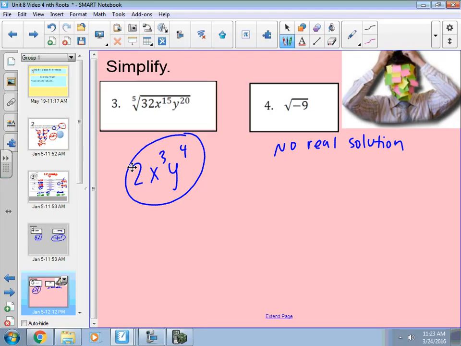Now we could find the imaginary one. Remember we did that back in unit 4. The negative we can turn to an i, and then we can simplify the rest of this. Square root of 9 is 3. So the answer would be imaginary 3 if you want to find the imaginary answer. But there is no real solution to this one.